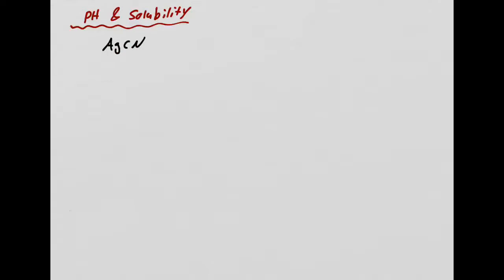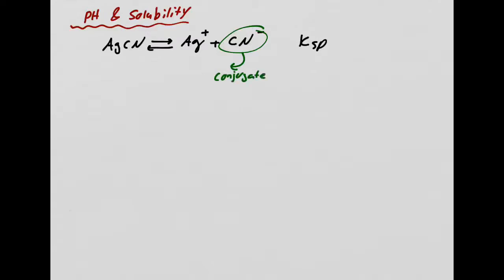Silver cyanide, okay? You look it up in the solubility rules, it is insoluble, so we know we have an equilibrium going on and there is a Ksp for it. So far so good? Okay, it's an example. I want you to look at CN-. What CN- is, and we've completely ignored this so far, which is okay. This is a conjugate base of HCN, which is a weak acid. So this is a conjugate of HCN, which is a weak acid, right?